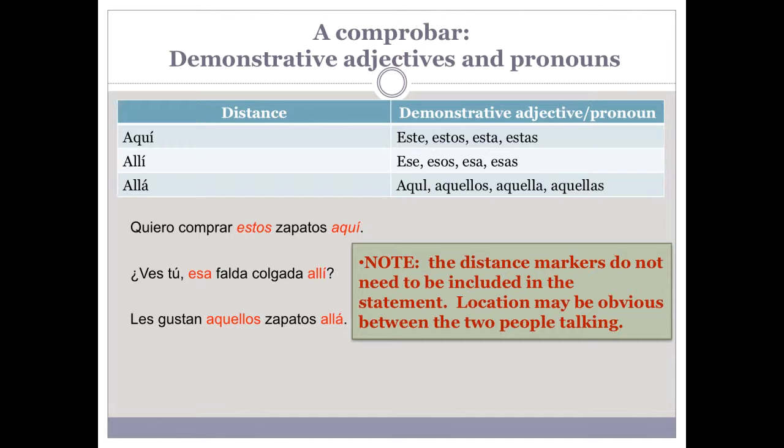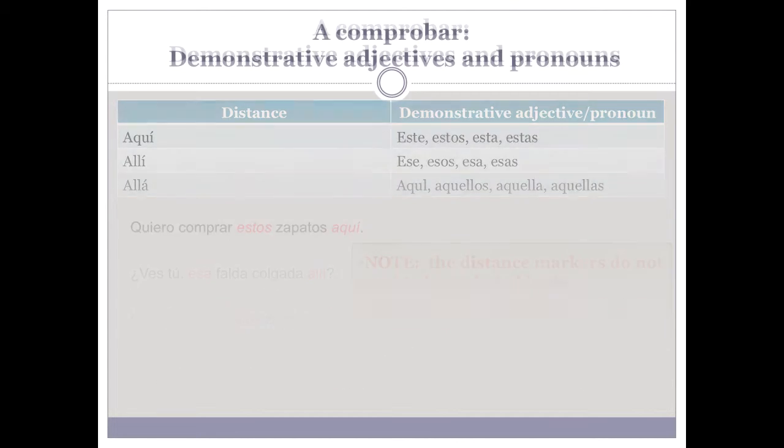Note the distance markers do not need to be included in the statement. Location may be obvious, and normally is, between the two people talking, so that you would just need to use the demonstrative adjectives or pronouns. For example, Julio quiere comprar aquella camisa que vio ayer en el centro comercial. Julio wants to buy that shirt. Now that's way over there because the shopping center is probably a fairly good distance from where the people are.